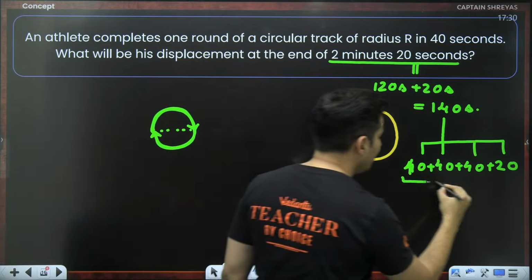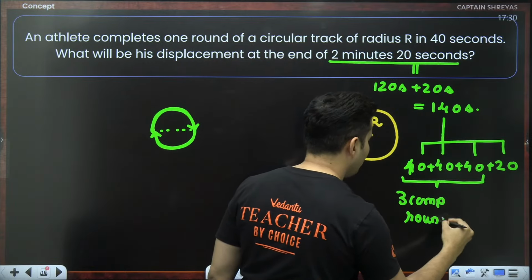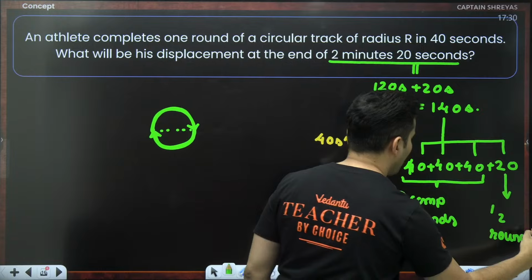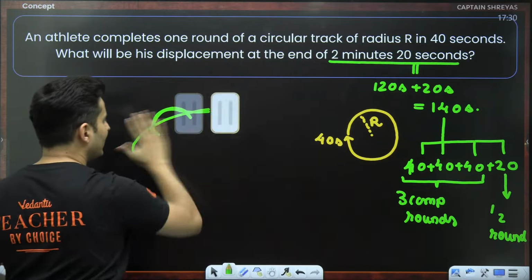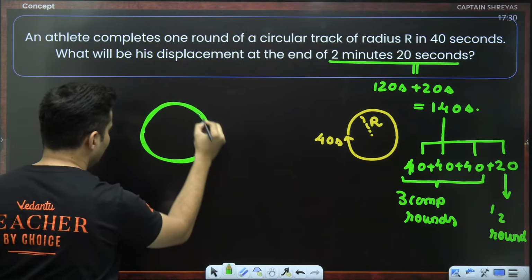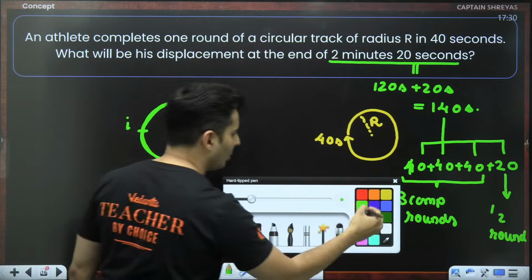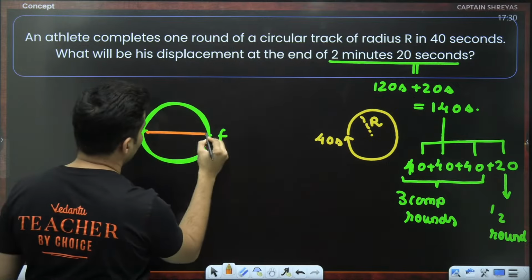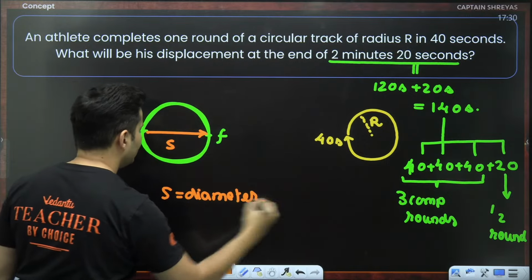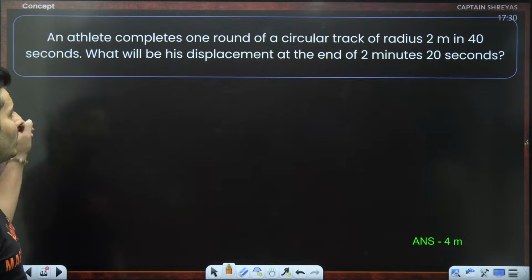So basically, these are 3 complete rounds. And this is just half a round, my dear warriors. So essentially he has done 3 complete rounds and then gone to the other side. So this is final, this is initial. The question is, how much is the displacement? Displacement is this much. Displacement is the diameter of the circle, that means it is 2 times the radius.